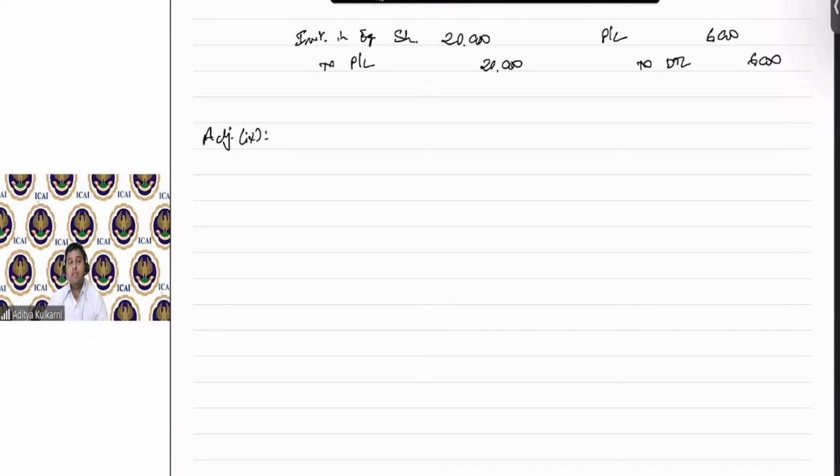Why OCI? Because it is an actuarial gain. Actuarial gains means there has been an actuarial remeasurement, which is due to a change in actuarial assumptions. You can change your actuarial assumptions to adjust your profit. So that is why the standards have said that actuarial movements will always be routed through OCI, never through the profit and loss. So it goes under other comprehensive income.